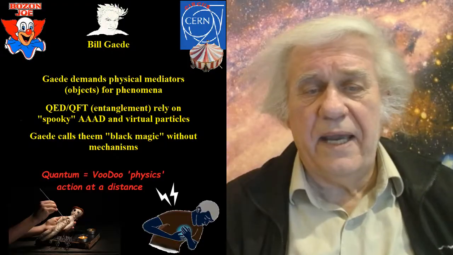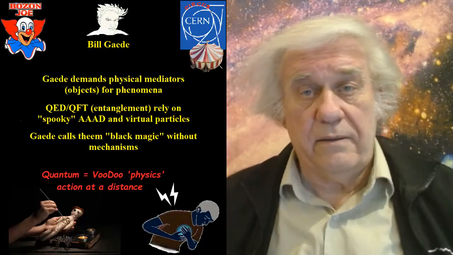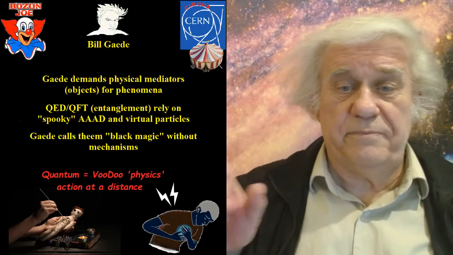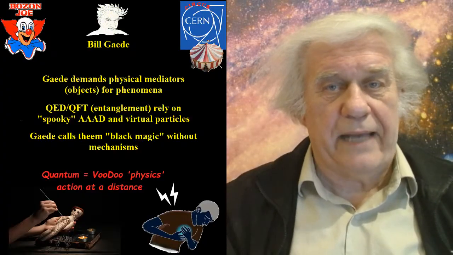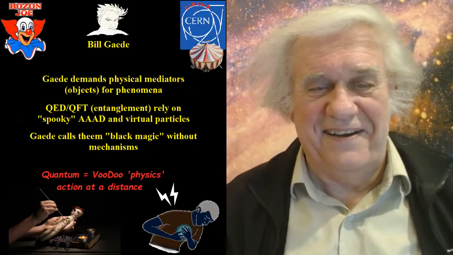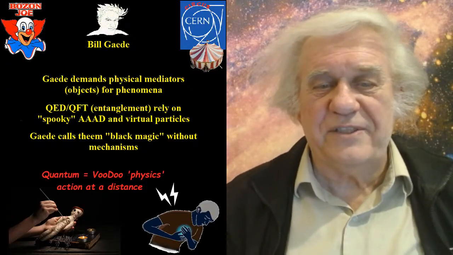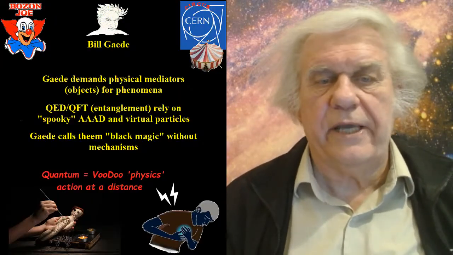Okay, he also talks about this. What is it? Action at a distance. Let me get it up here. And he says, bgaede demands physical mediators. Hopefully. Mother Nature, out there, she probably does everything with some mediator. She doesn't do things by black magic. She's a bitch, but not a witch. Okay, so demands physical mediators, objects for phenomena. Absolutely. In other words, you have to have a physical mediator.